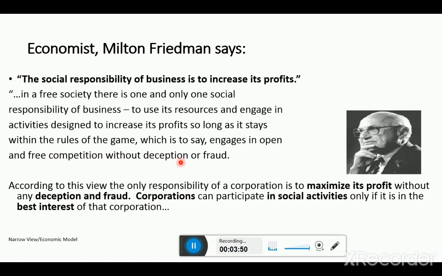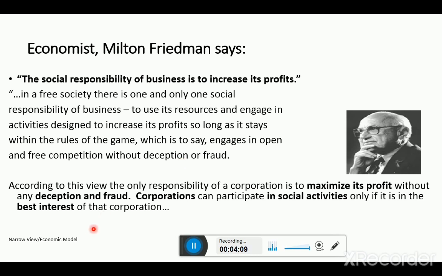And so Friedman says that the only social responsibility of an organization is to earn profit, but to earn it through legitimate means, not through fraud, deception and hoodwink. So that was the first, the economist model.